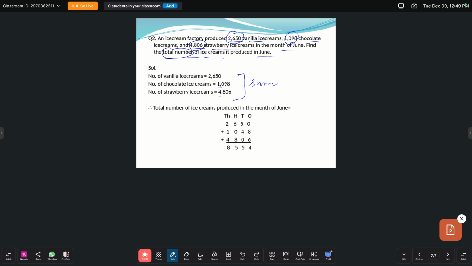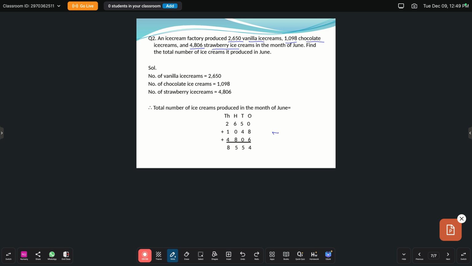So first off, what you will do? You will write the places. It is ones place, tens place, hundreds place, and thousands place. Okay. And after that, you will begin with the ones column and you will add the addends. Here we have 3 addends. So here we have the first addend, we have the second addend, and we have the third addend. Okay. So one by one we will add them all.